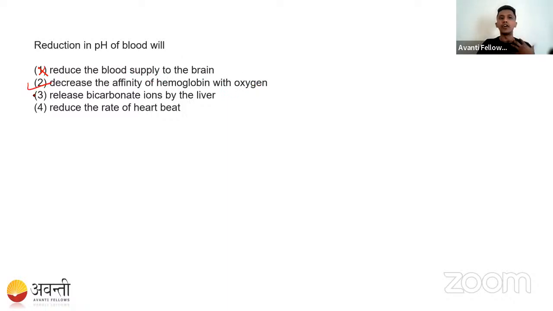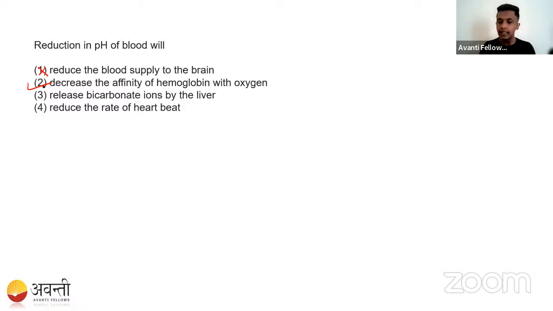Whenever there is a reduction in pH of the blood, it will directly affect the affinity of the hemoglobin. The lower the pH, the lower the affinity of oxygen towards the hemoglobin will be. Understood? So it has to be higher pH. As the pH increases, your oxygen attaches to hemoglobin more.